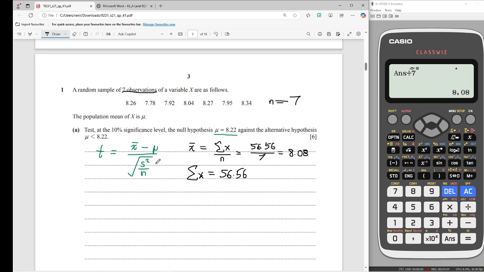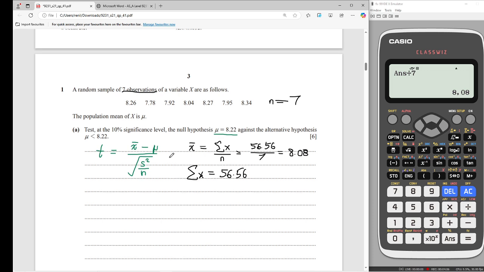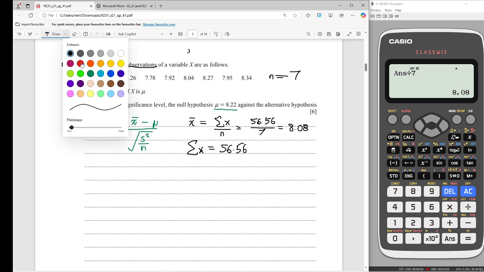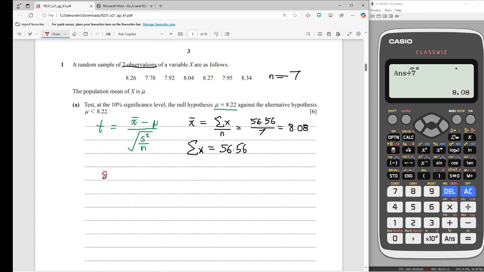Now that we have the sample mean, the one thing that we are yet to find is S2, which is the unbiased estimator of the variance. How do we calculate S2? There is another formula for that, and that is S2 equals 1 over the number of terms minus 1, multiplied by the sum of x squared minus the sum of x, the whole squared, the whole divided by the number of terms.